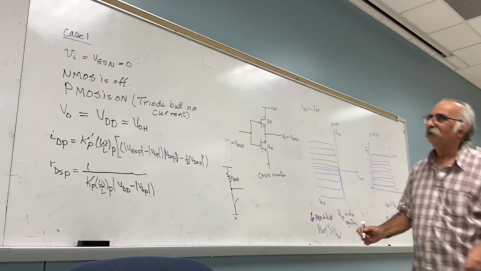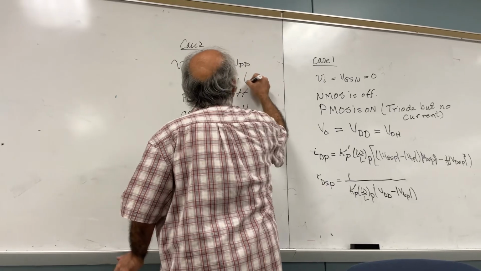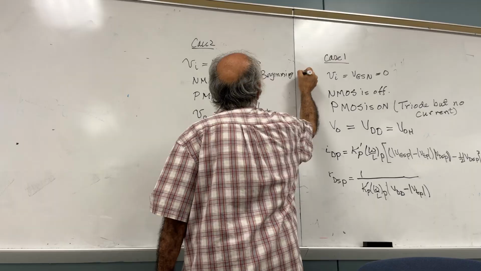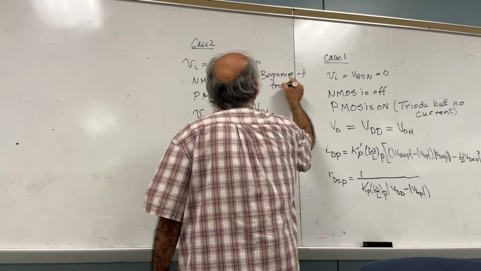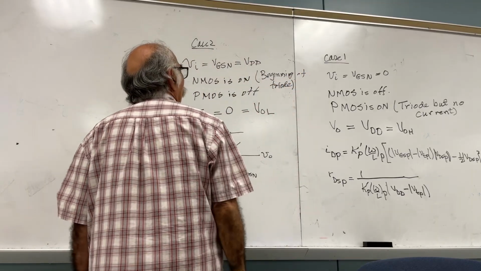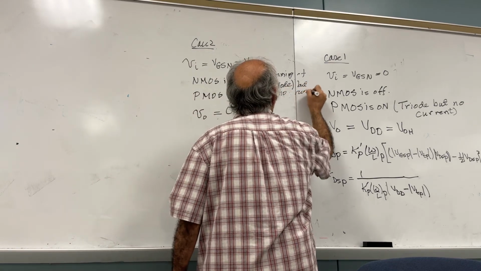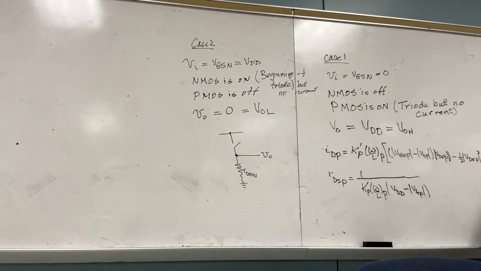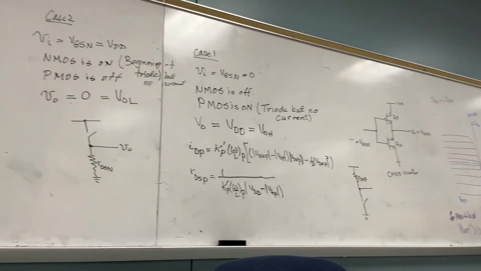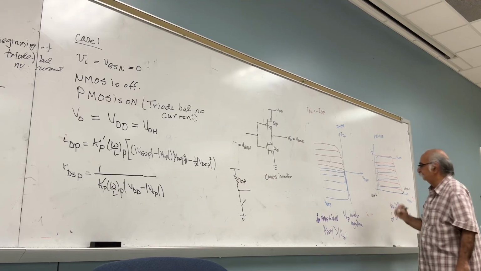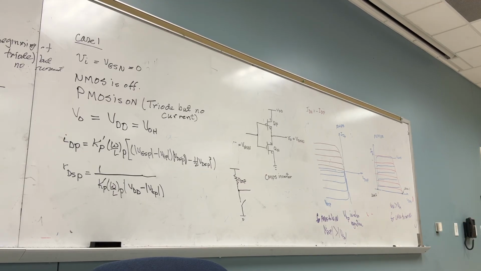So what do I say? NMOS is on at the beginning of the trial, but there is no current. So let's label this one. This here is case 1. This is case 2. Clear so far?